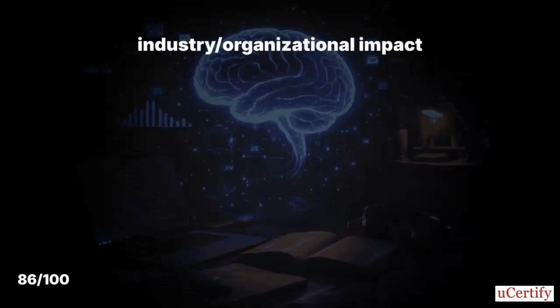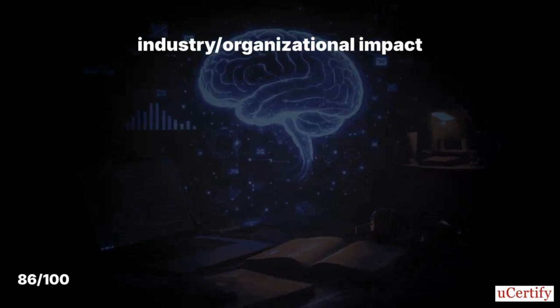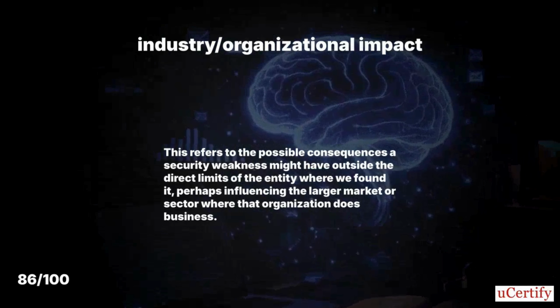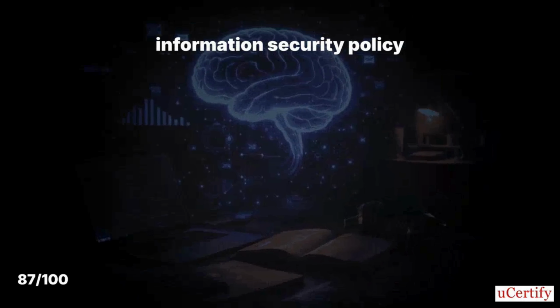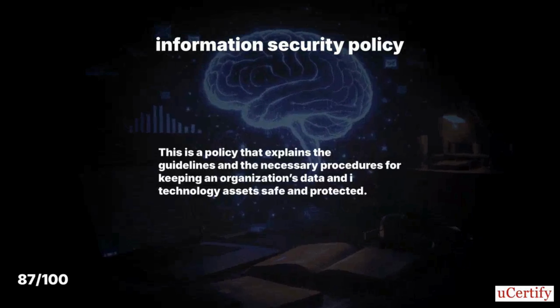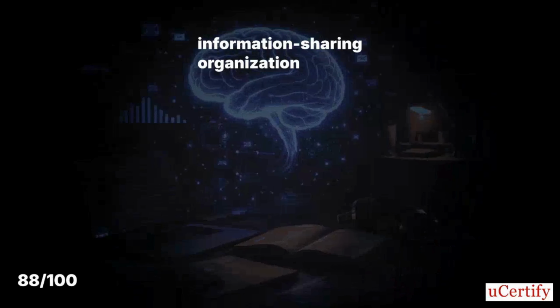Industry organizational impact. This refers to the possible consequences a security weakness might have outside the direct limits of the entity where we found it, perhaps influencing the larger market or sector where that organization does business. Information security policy. This is a policy that explains the guidelines and the necessary procedures for keeping an organization's data and its technology assets safe and protected.